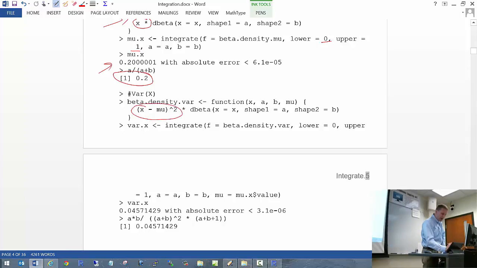So I put (x minus mu) caret 2 asterisk d beta. Notice I do have to pass in mu in order to do this. At least that's the way I chose to do it. And my variance gets 0.045, which matches what we know the actual formula gives. So not too difficult.